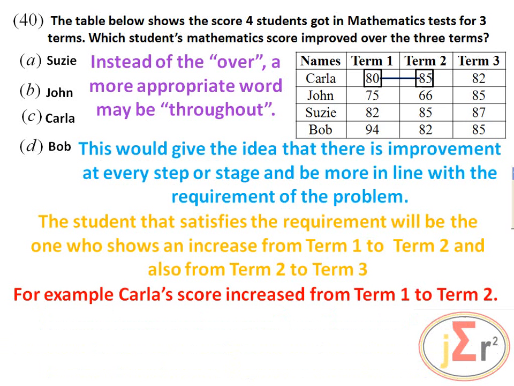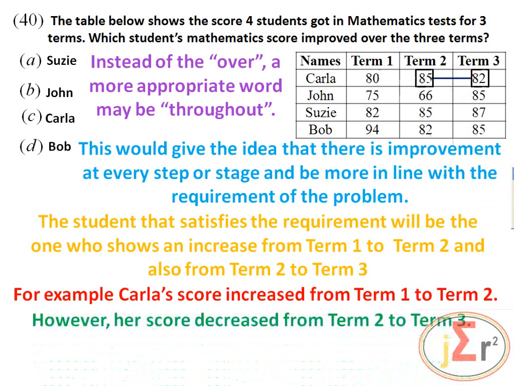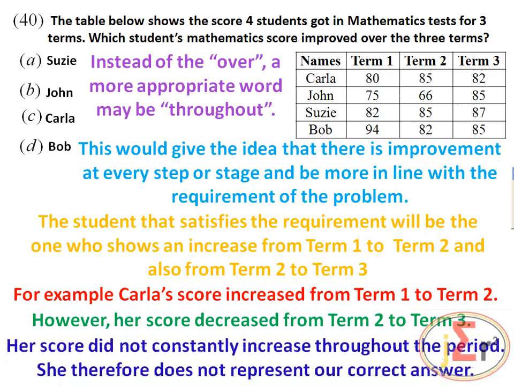So, her score improved from term 1 to term 2, but did not improve from term 2 to term 3. And we are taking a look at the score that improved over the 3 terms, or maybe a more appropriate word would have been throughout. But whatever the interpretation of the problem is, it means that there should be some improvement at every step of the way.